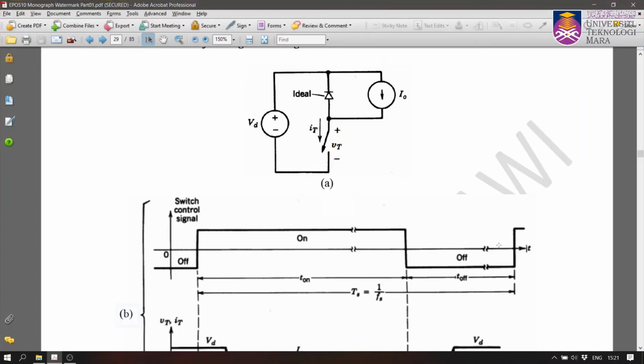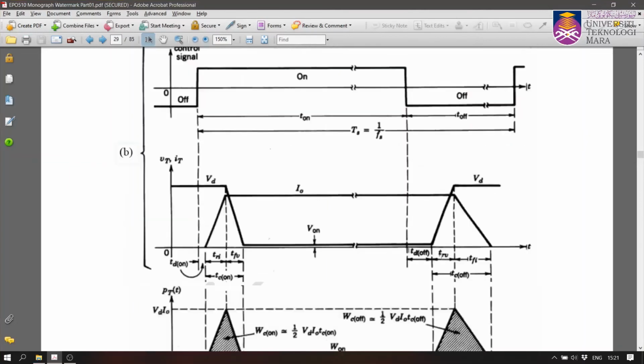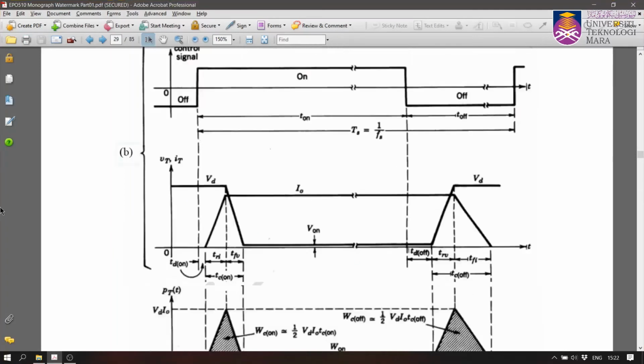And now we're going to look at the transition of voltage and current. Let's start with the signal. This is the control signal to the switch. This is the off state and this is on. We trigger at this particular point here. We want to turn on the switch at this point, but there is a small time delay.